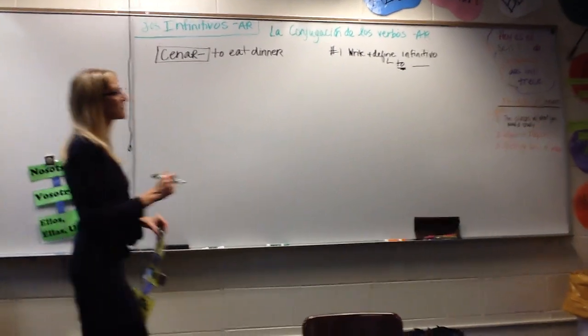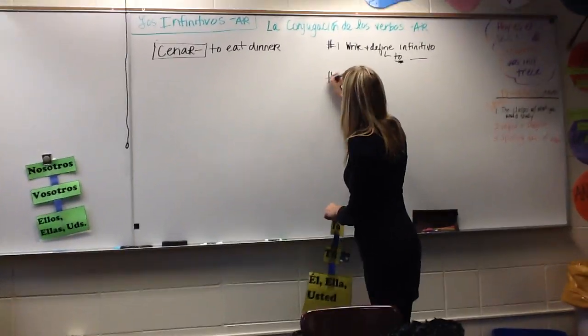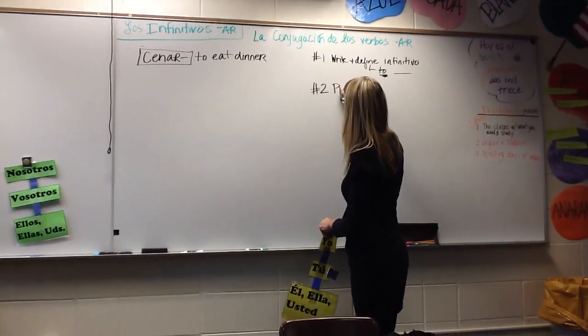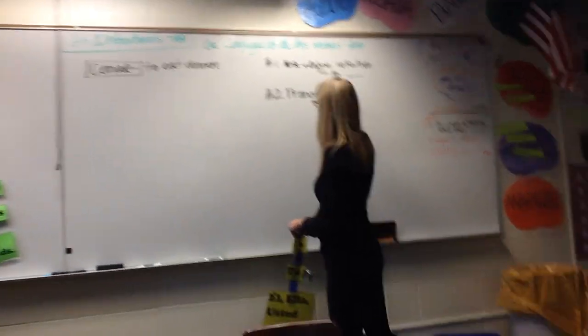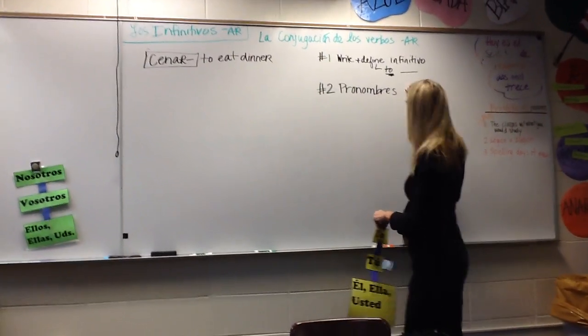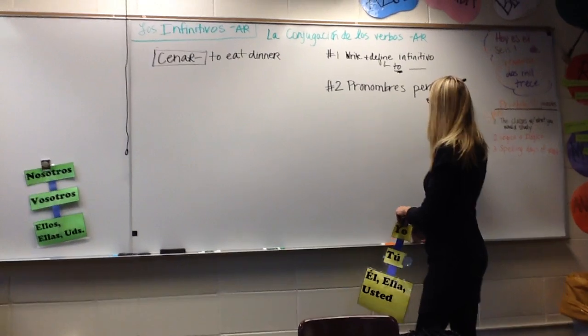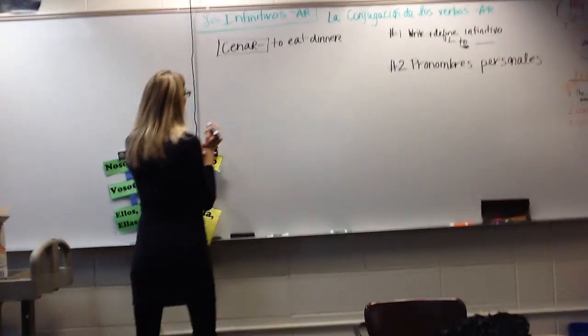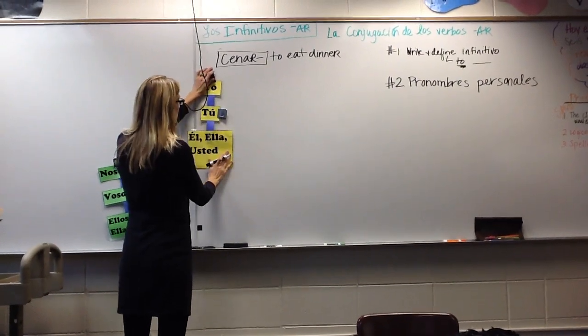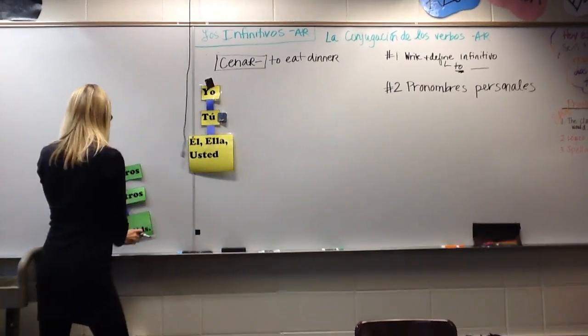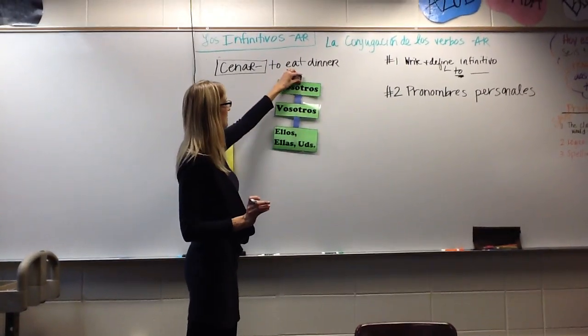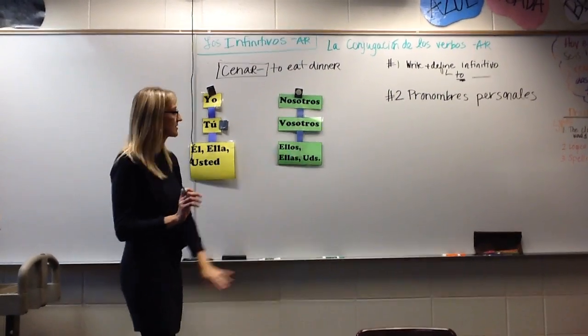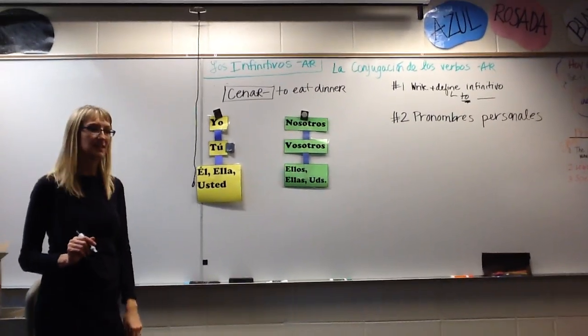Okay. All right. Step number 2, you need to write out your pronombres personales. What are pronombres personales? These are your personal pronouns. Okay? So, go ahead and write them out in the same order that we always do. Yo, tú, él, ella, usted, nosotros, vosotros, ellos, ellas, ustedes. There you go. Write down your personal pronouns.